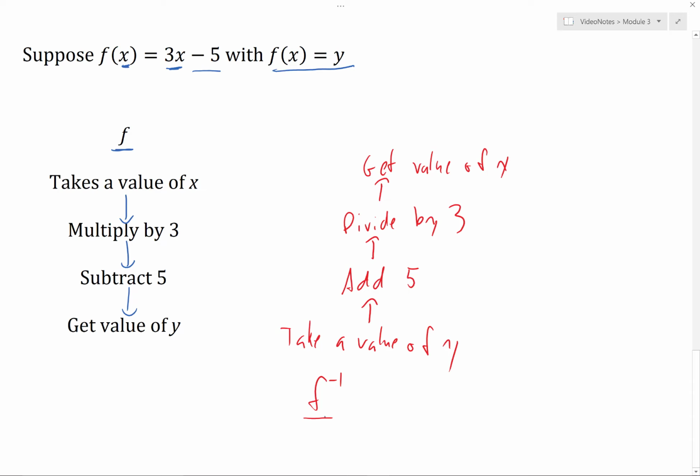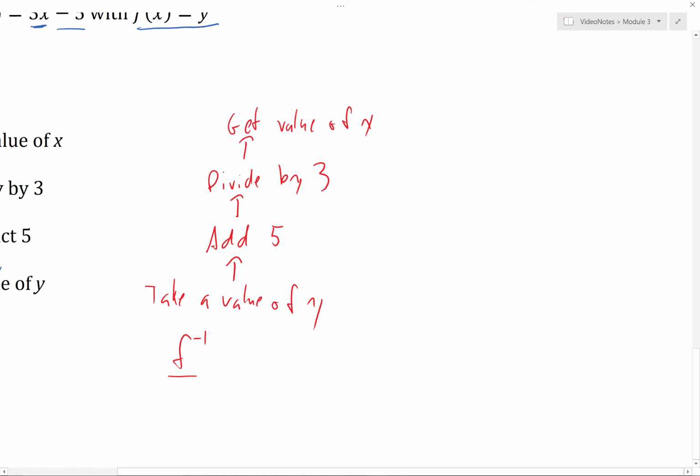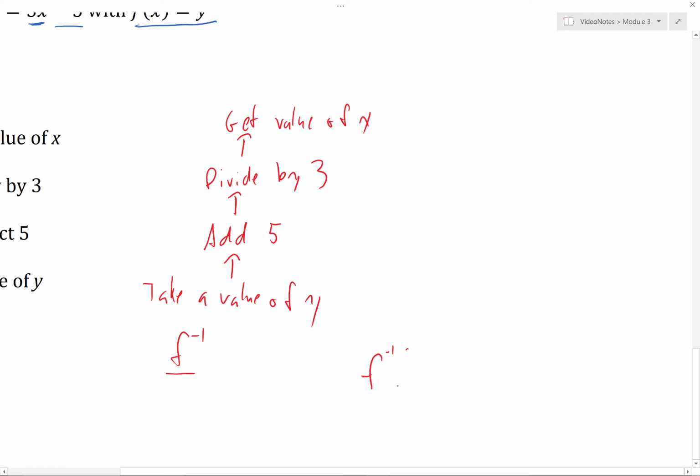If we think about this, we can actually write a function formula for f inverse. f inverse takes an input of y. We start with the value of y, and then we add 5 to it. Then next, we have to divide by 3. And once we do that, we get our output of x. Therefore, f inverse of y is equal to y plus 5 divided by 3. And this is the function rule or function formula for f inverse.